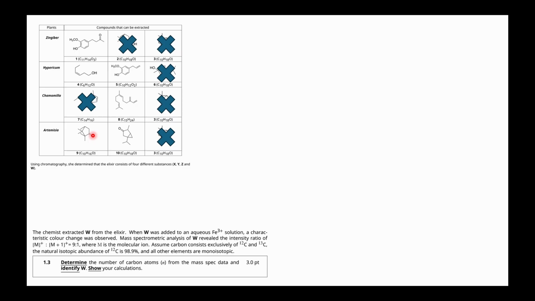So this part talks about W, and the first piece of information you have is when W was added to an aqueous solution of iron 3 plus ions, a characteristic color change was observed. So my guess is this color change is from yellow, like your rust color, to kind of green, to Fe2 plus.